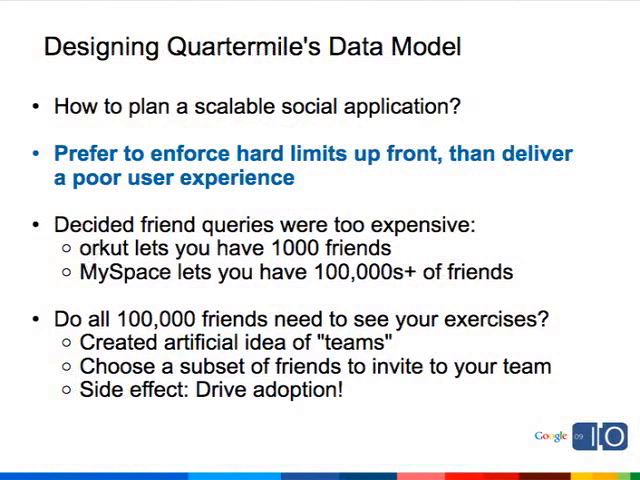Also, one of the first decisions that we made was that friend joins were very expensive. We looked at the numbers for Orkut, and Orkut lets you have 1,000 friends. Now, joining in 1,000 records may be possible. It's more difficult on App Engine than, say, MySQL. But then we looked at MySpace, and you can have hundreds of thousands or even a million friends on MySpace. So basically, we said no, we can't just arbitrarily share data with every single friend of a user.